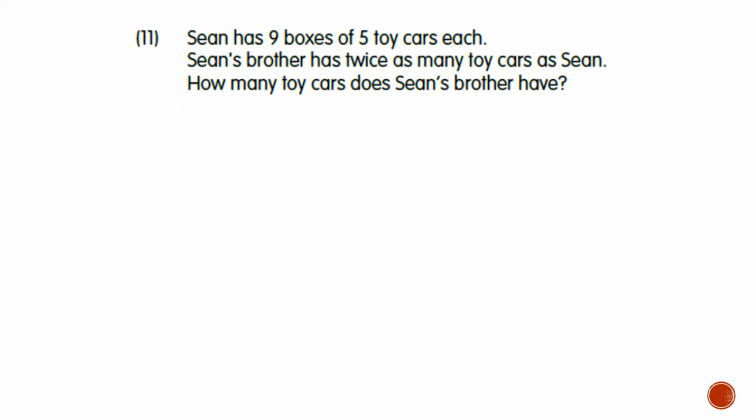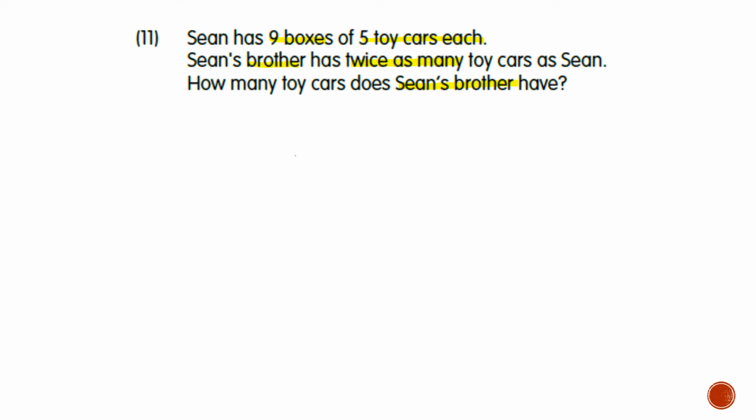Let's move on. Sean has 9 boxes of 5 toy cars each. So we highlight the keywords: 9 boxes, 5 toy cars each. Sean's brother has twice as many toy cars as Sean. So the brother has twice as many toy cars as Sean. How many toy cars does Sean's brother have? So this is the unknown. We want to find Sean's brother. So we settle Sean first.